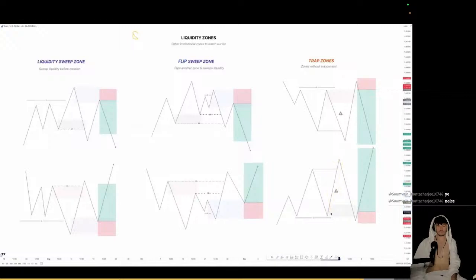Your non-farm payroll, your FOMC, when the news comes out, it causes price to just immediately jump up 100 pips without actually doing a pullback, without a corrective move just like this. In that case, these are really the areas we want to be aware of, right? These are the zones which I call trap zones, zones without inducement, that you really want to look out for. You want to be careful.